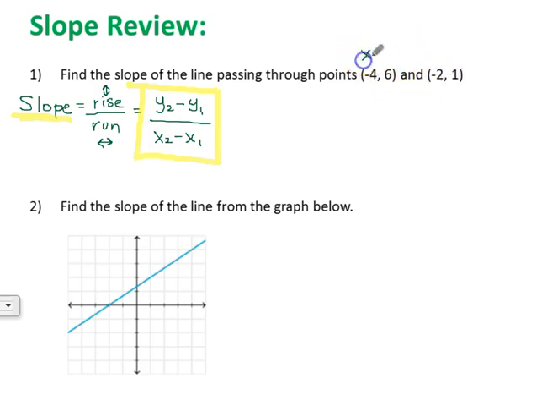So this is our first point, so we would call this x1 and y1. This is our second point, so we call it x2, our second x coordinate, and our second y coordinate. So now, go ahead and try to find the slope between those 2 points. This is review, so go ahead and try this on your own. See how much you remember of it. Find the slope between those 2 points using the slope formula we just reviewed.